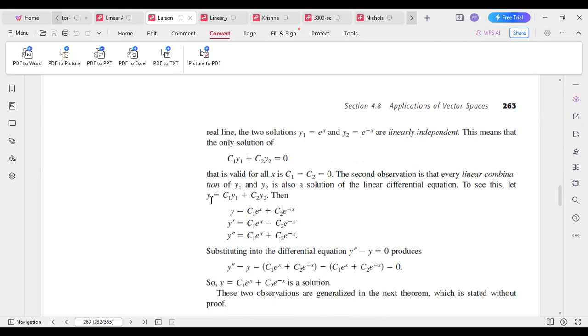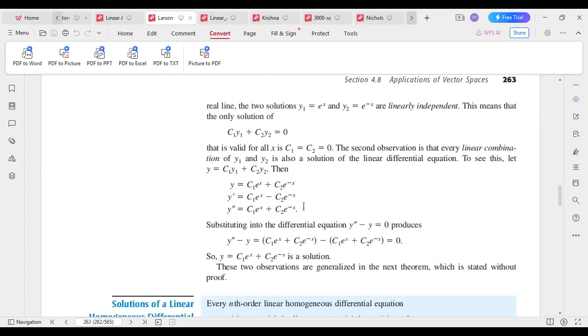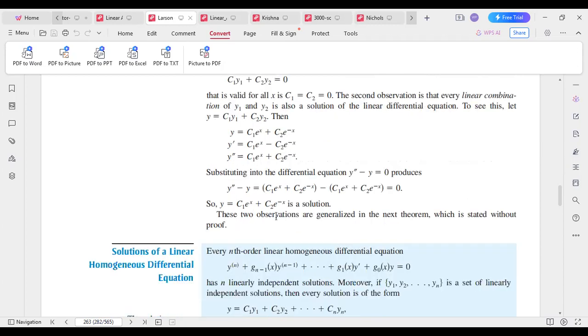To see this, y can be written as a linear combination c1 y1 plus c2 y2. This is the solution of the above differential equation. Then y can be written as c1 e to the power x, and the differentiation of y equals this, and the double differentiation will be this. So substituting these in the given original equation, we observe that this equals 0. So y equals this is a solution. These two observations are generally the next theorem.